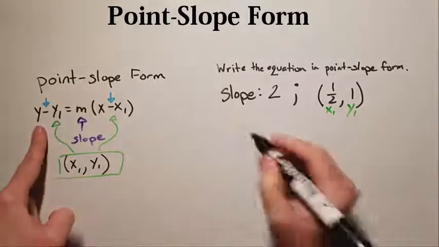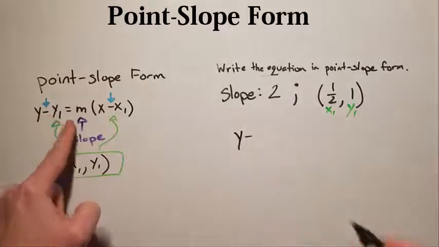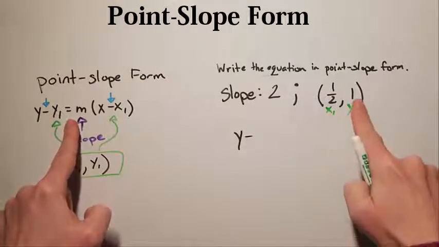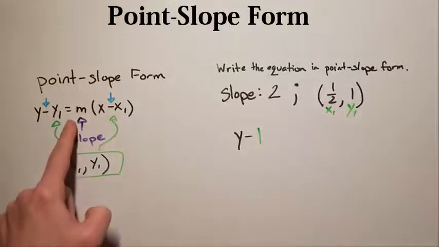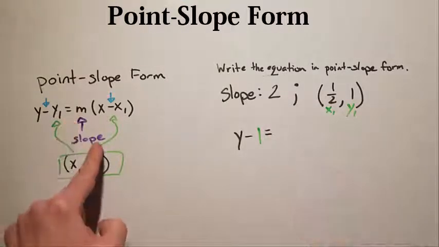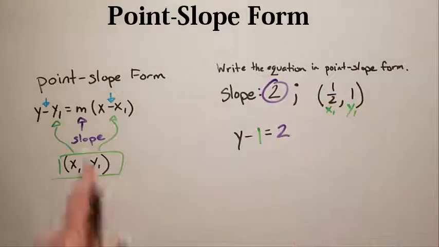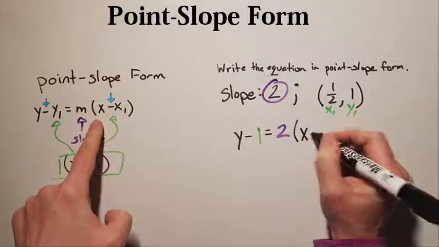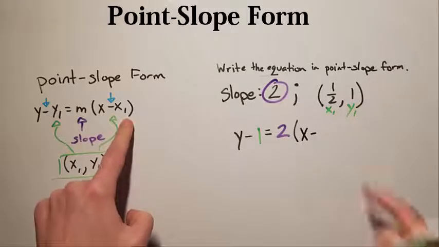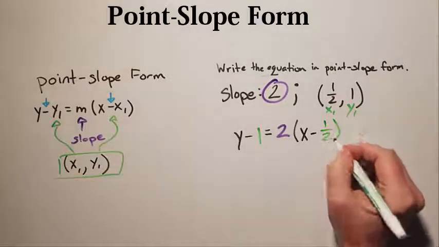So I need y minus, I need my y1. My y1 is 1. The rule says equal. I need my m. My m is my slope. My slope is 2. And then it's a parenthesis, plain old x, minus, I need my x1. My x1 is 1/2.